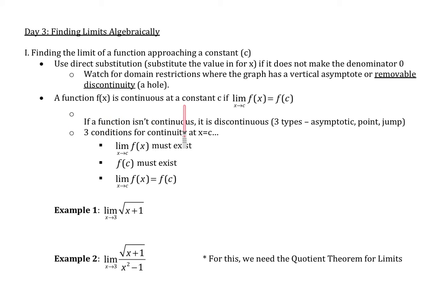A function is continuous at a constant c if the limit as x approaches c of f of x equals f of c. So we talked about that in the last class. This was our rule for continuity. If a function isn't continuous, it's discontinuous. We have three types of discontinuity, either asymptotic, which means there's an asymptote, a point, or a jump. So a point meaning that there may not be a value at a certain point, and then a jump meaning that maybe the left and right hand limits are going to two different values.